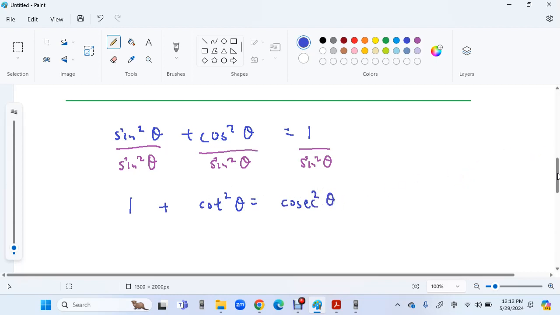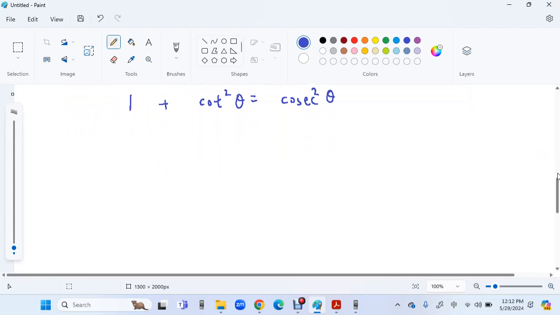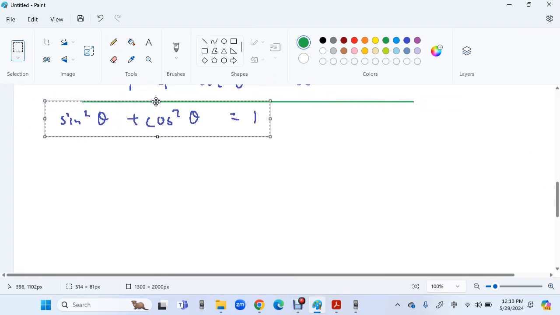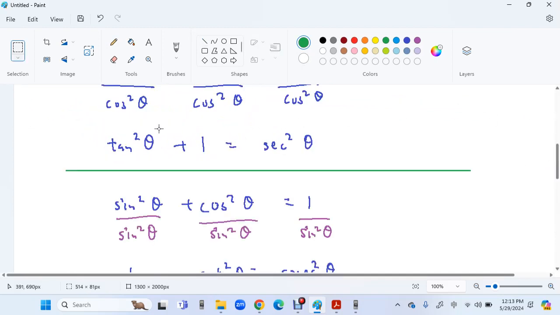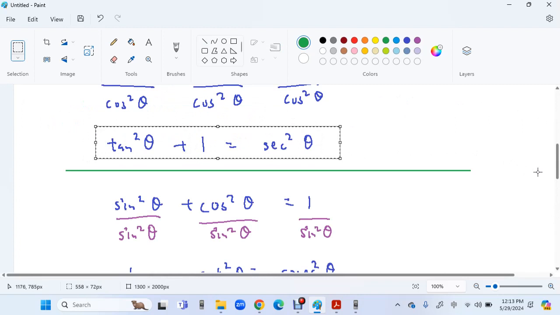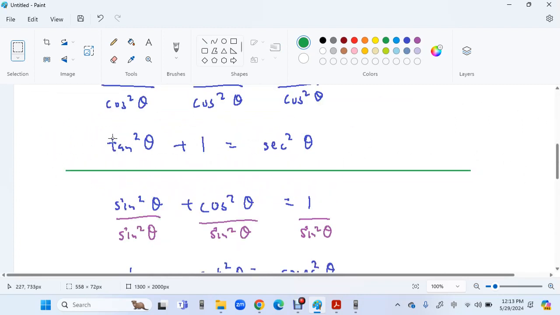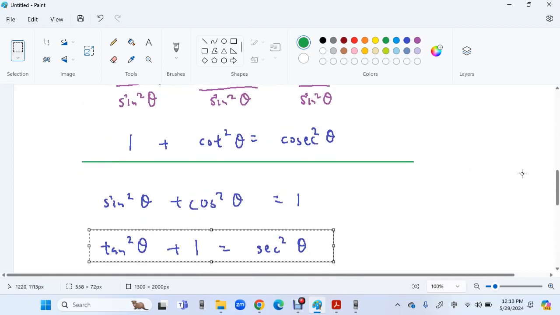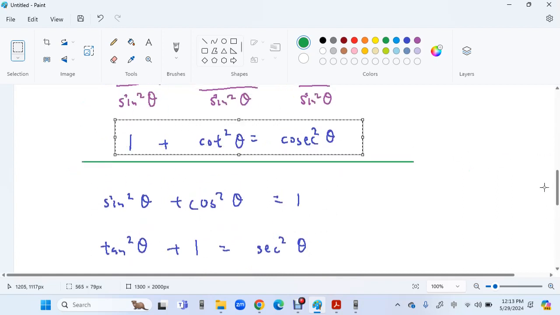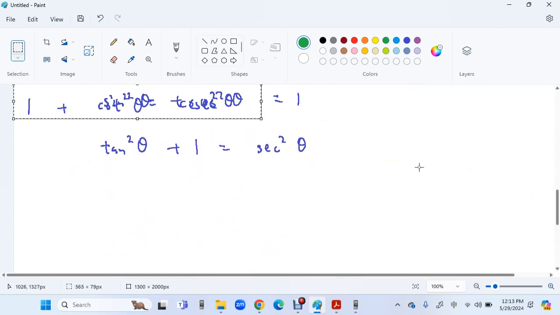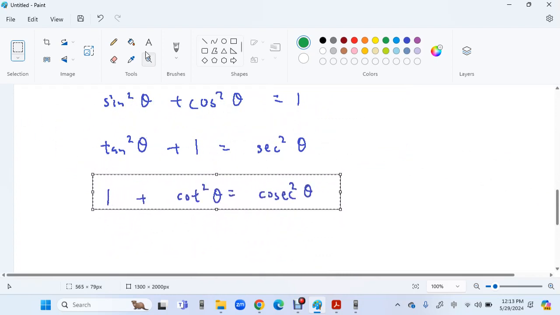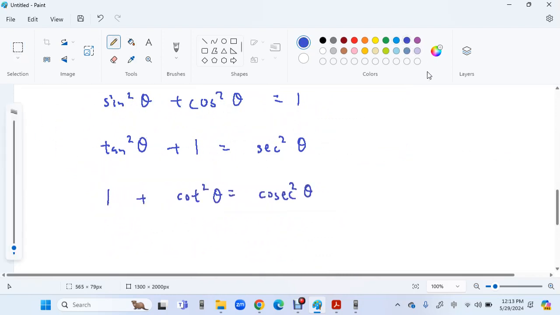Okay, so we will have 3 equations here. So what are those 3 equations? The sine square plus cos square equal to 1. And then the tangent square plus 1 equal to the secant square. And the cotangent square plus 1 equal to the cosecant square. Okay, so these 3 we have to memorize.